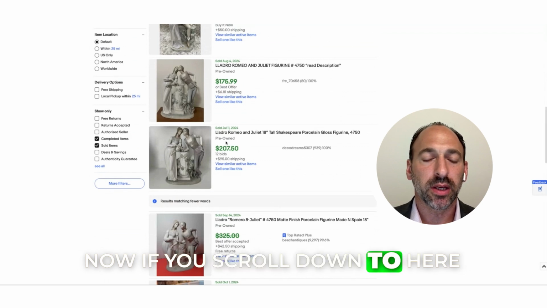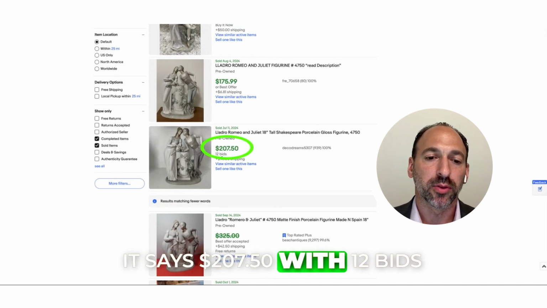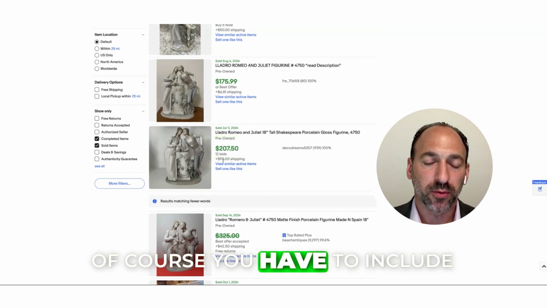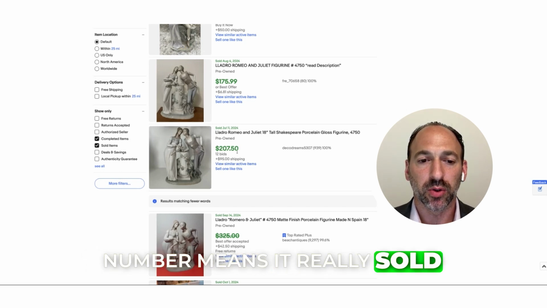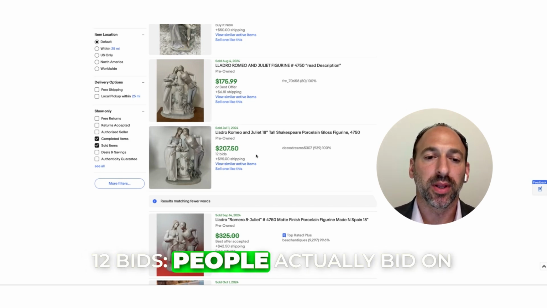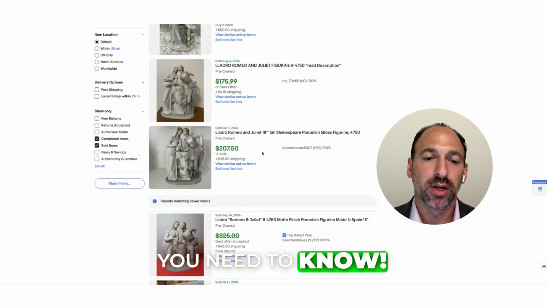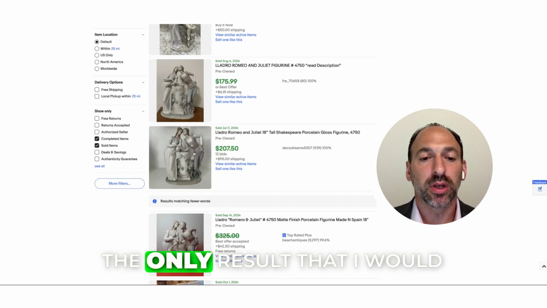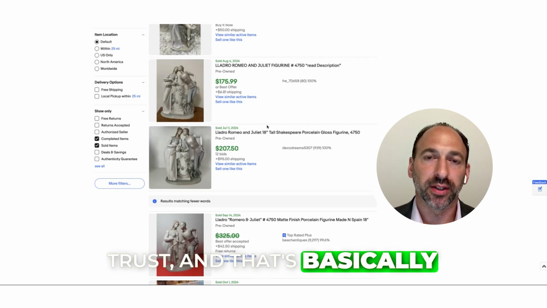Now, if you scroll down to here, it says $207.50 with 12 bids. This is an actual number. Of course, you have to include the shipping over here, but this number means it really sold. 12 bids, people actually bid on the item, and it sold for this number, and that's what you need to know. So if you're looking to find out what this piece is worth, this is the only result that I would trust. And that's basically how you do it.